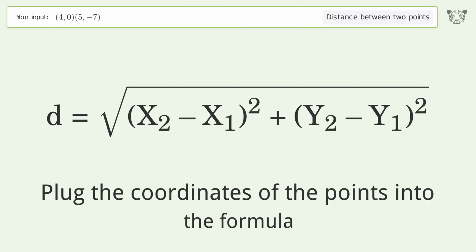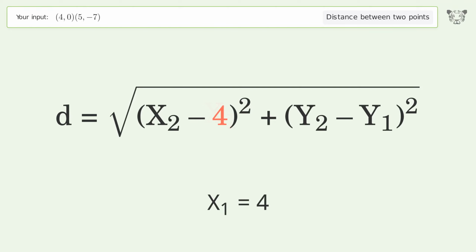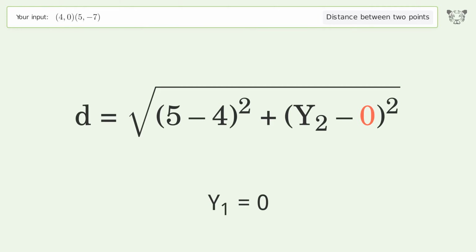Plug the coordinates of the points into the formula. x1 equals 4. x2 equals 5. y1 equals 0. y2 equals -7.